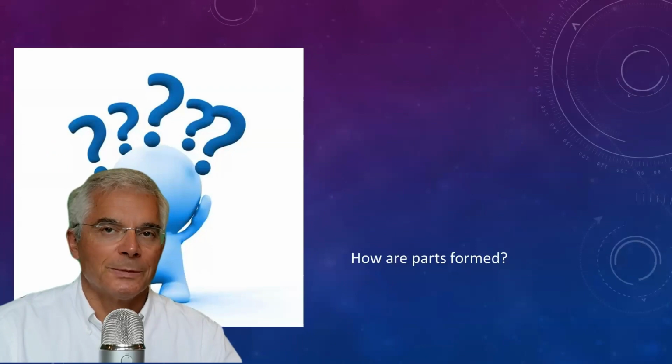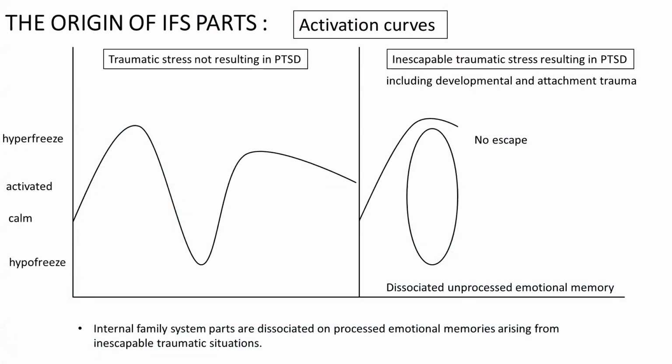How are parts formed? Parts arise out of attachment issues and developmental or adult trauma. We have discussed how inescapable life endangering stress leads to a dissociated, unprocessed emotional memory. Those dissociated emotional memories consist of feelings and accompanying thoughts and behaviors.